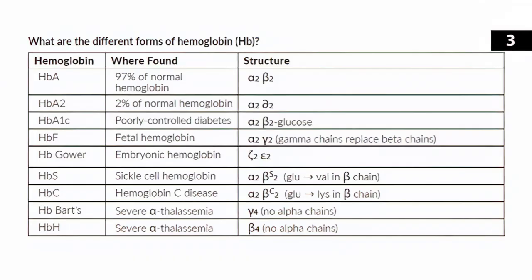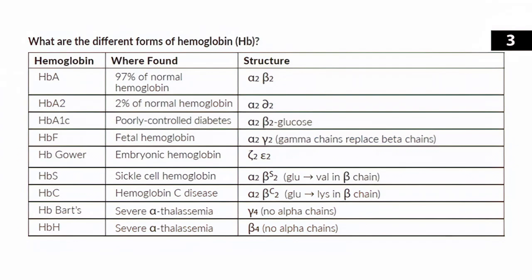Then hemoglobin F is that fetal hemoglobin, 2 alphas and 2 gamma chains. So gamma chains replace the beta chains in hemoglobin A. Or another way to look at this is that as the fetus transitions from fetal hemoglobin to adult hemoglobin during the last few weeks of pregnancy and the first few weeks of postnatal life, the gamma globins are replaced with beta globins. Hemoglobin Gower is present even earlier in development during the embryonic period.